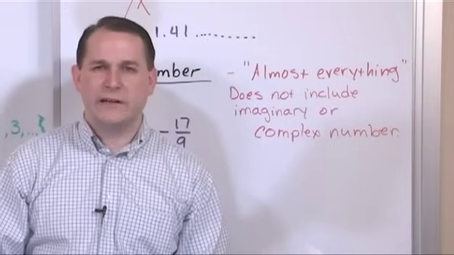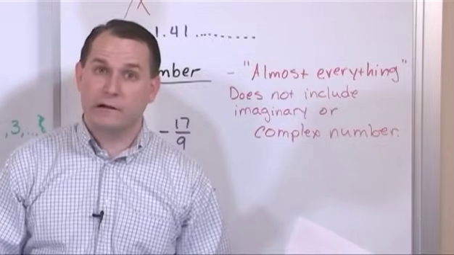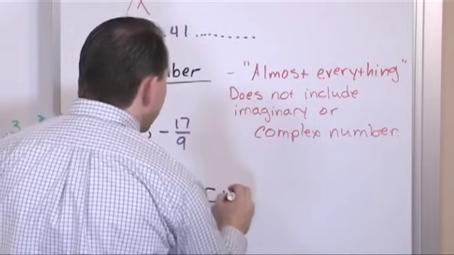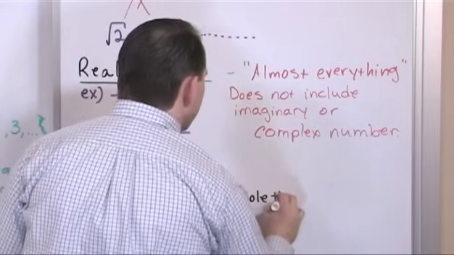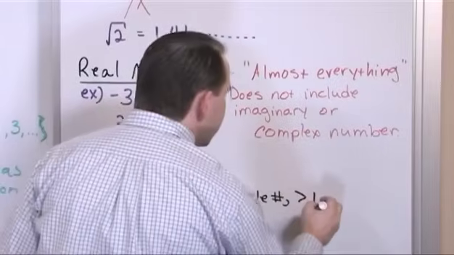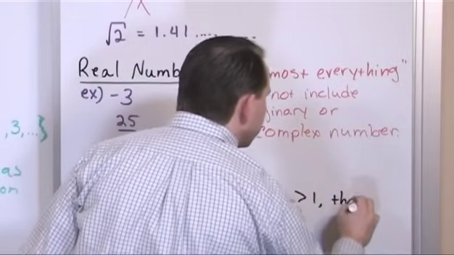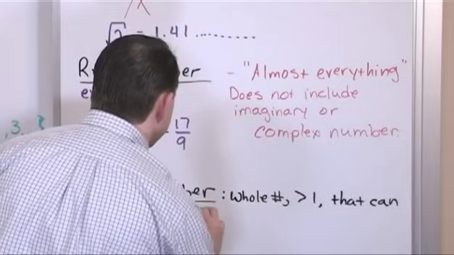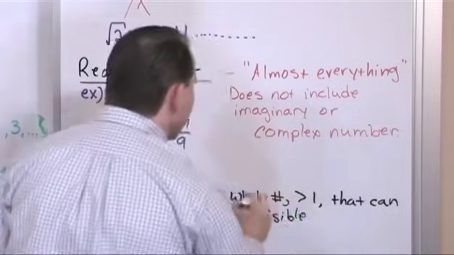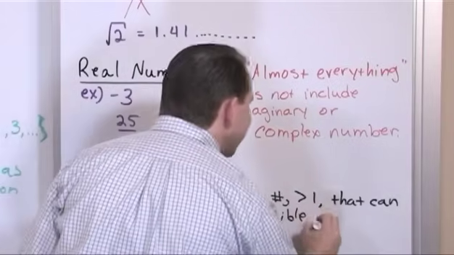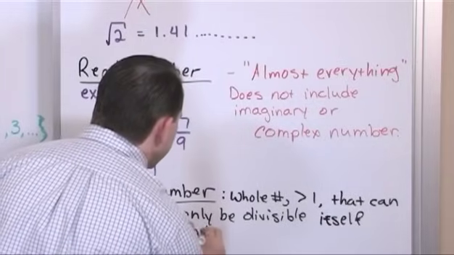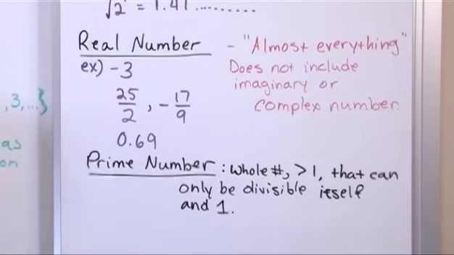It's not terribly understandable at first glance until you really start looking at it. So let's do that now. Let me write down the definition first. So it's a whole number greater than the number 1. So not number 1, but 2, 3, 4, and so on. That can only be divisible. And when I say divisible, I mean evenly divided by itself, which is the number you're talking about, and the number 1.